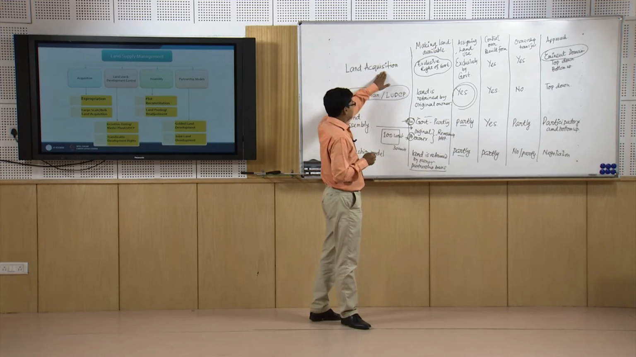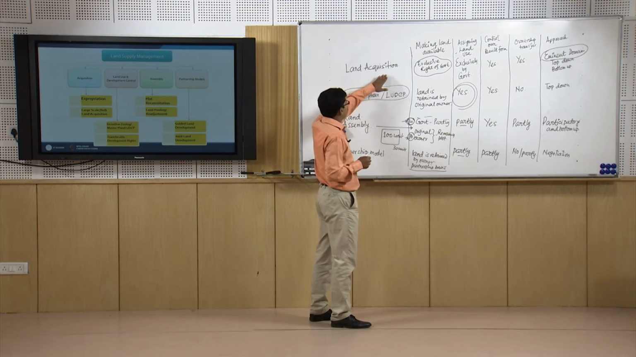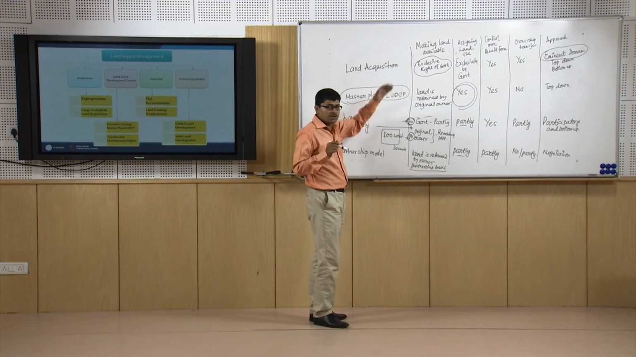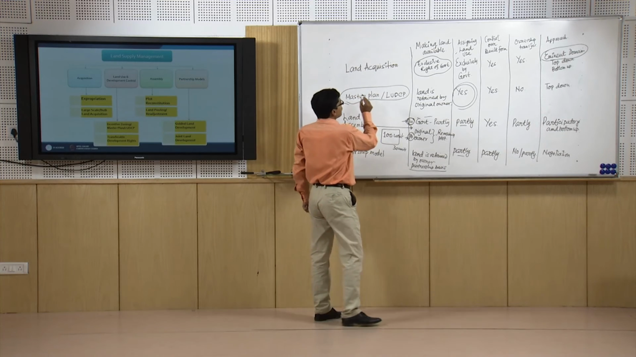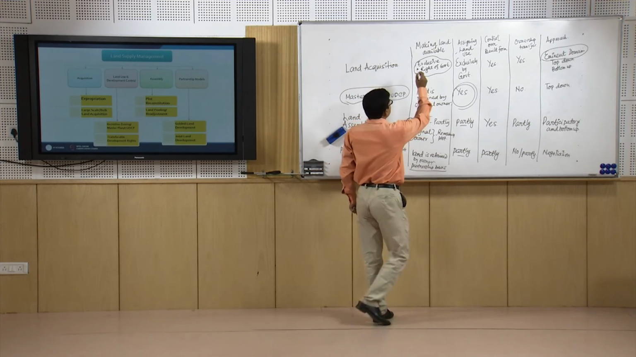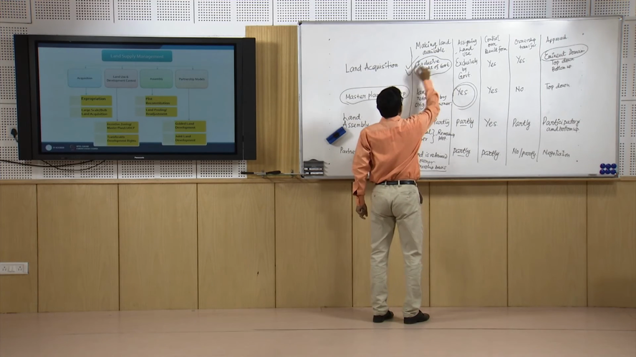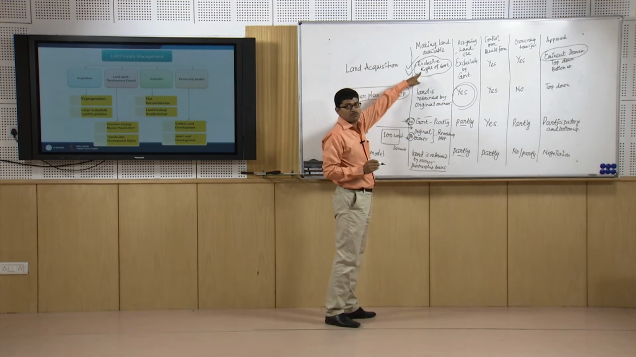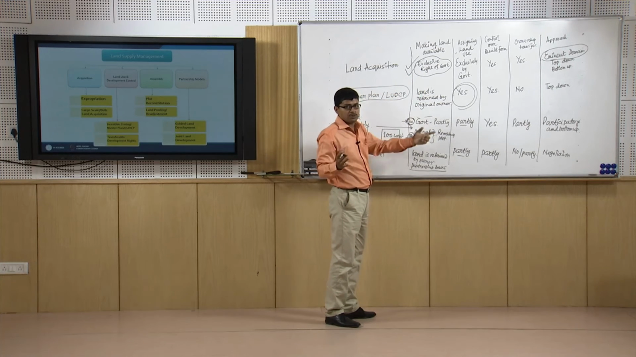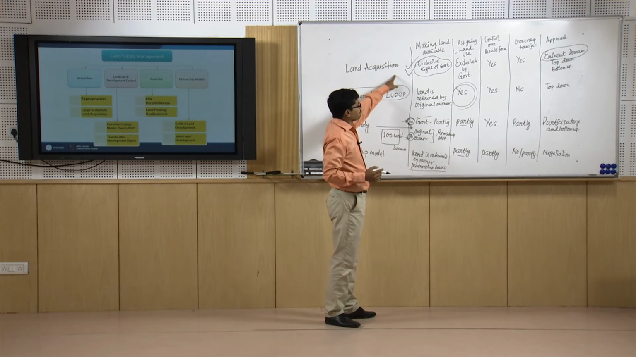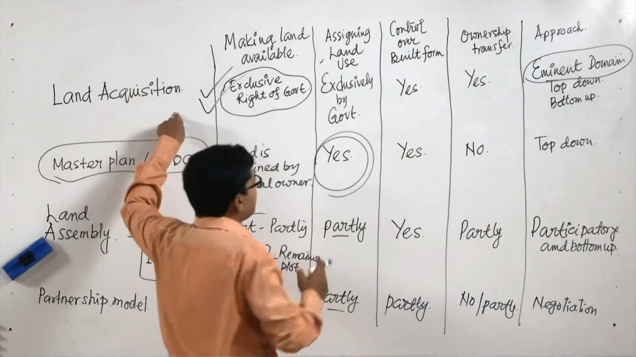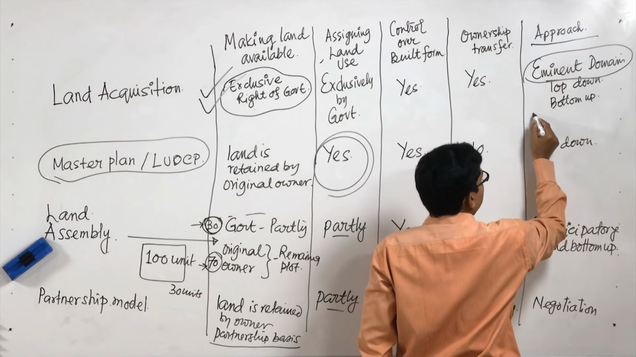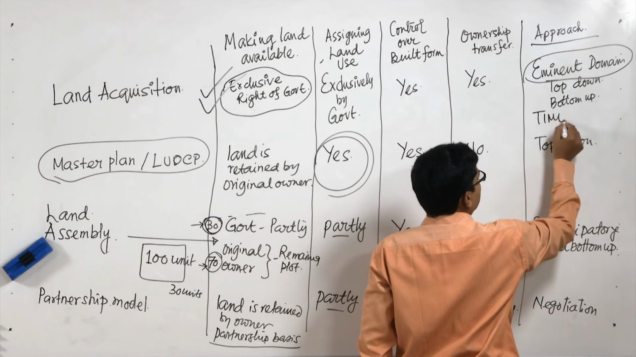Now, the positive part of this particular approach is the land acquisition. It ensures that a large amount of land is possible. So, its advantage is this one, where they can ensure an exclusive right of government land or bigger land government plan, but its limitation is that it is very lengthy, the approach is kind of top down and it is time consuming.